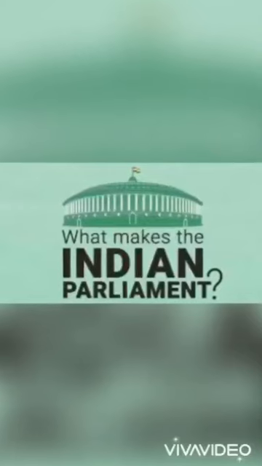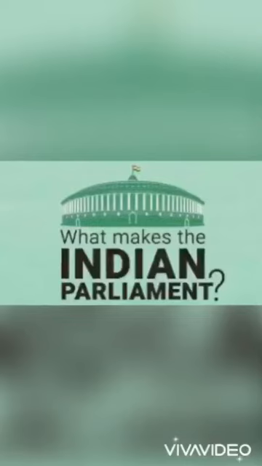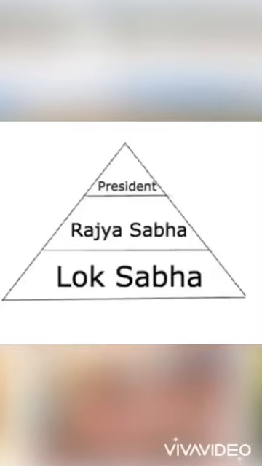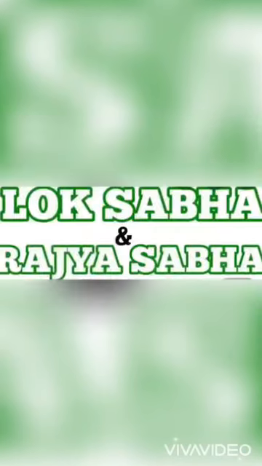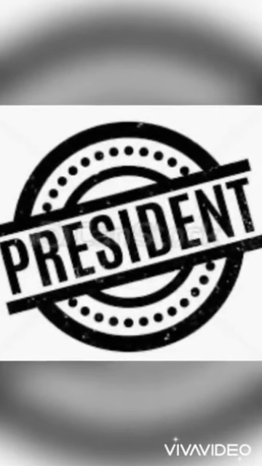Now the question is, whom do we call Parliament? What are the constituents of Parliament? They are Lok Sabha, Rajya Sabha and President of India. Students, please remember the three of them, that is Lok Sabha, Rajya Sabha and President of India, together known as Parliament.